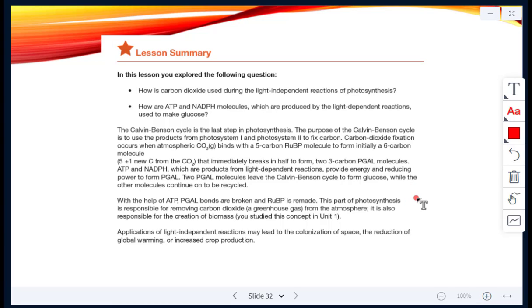ATP is required for the PGAL bonds to be broken and to make RuBP. And this part of photosynthesis is responsible for removing carbon dioxide, which is a greenhouse gas, from the atmosphere. It's also responsible for the creation of biomass. Some applications of light-independent reactions may lead to the colonization of space, reduction of global warming, or even increased crop production.